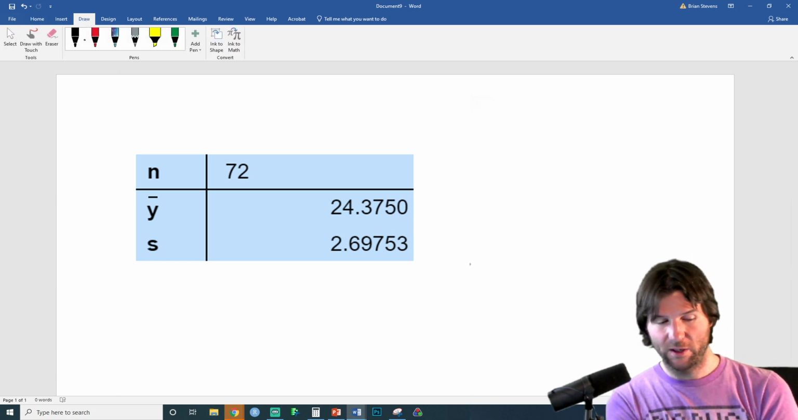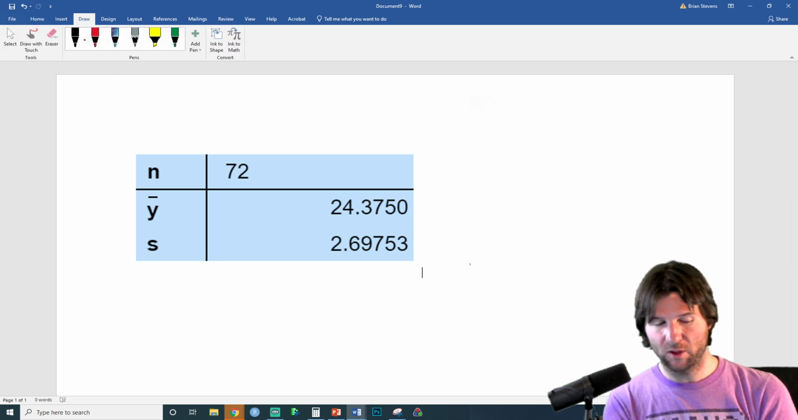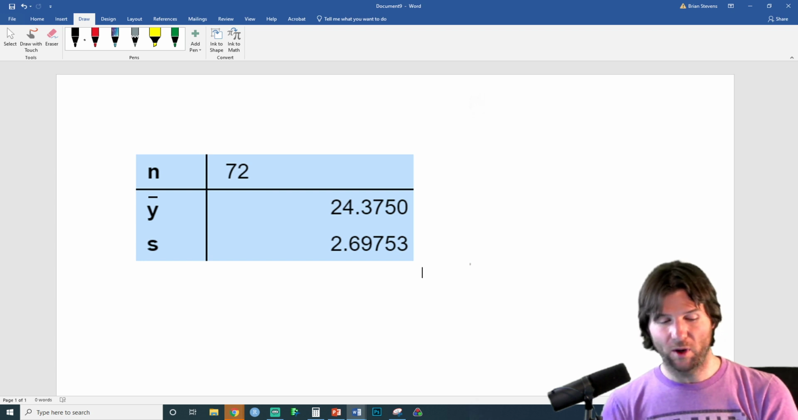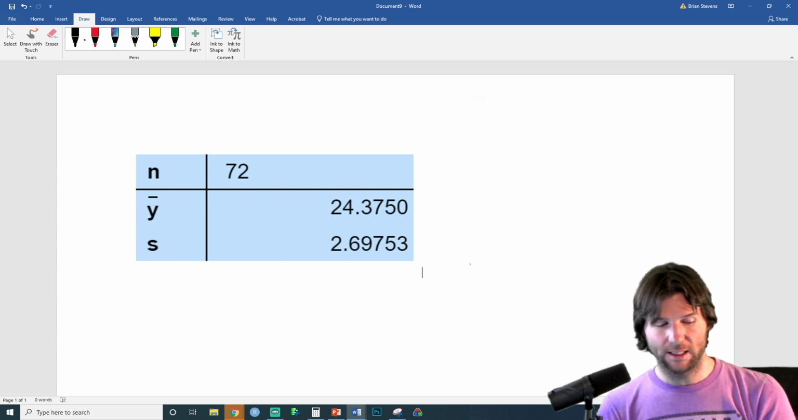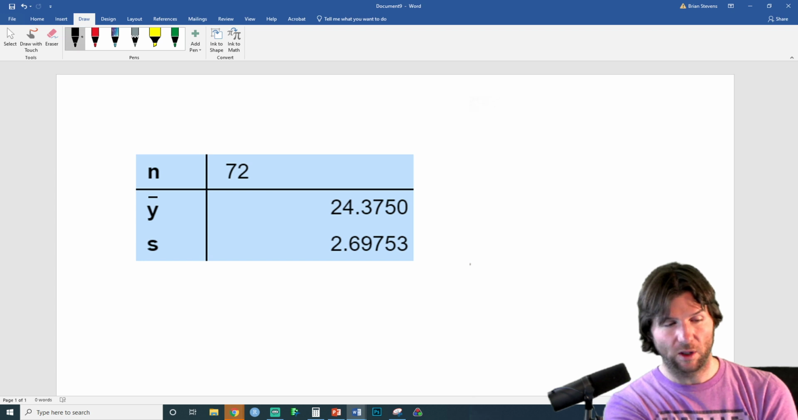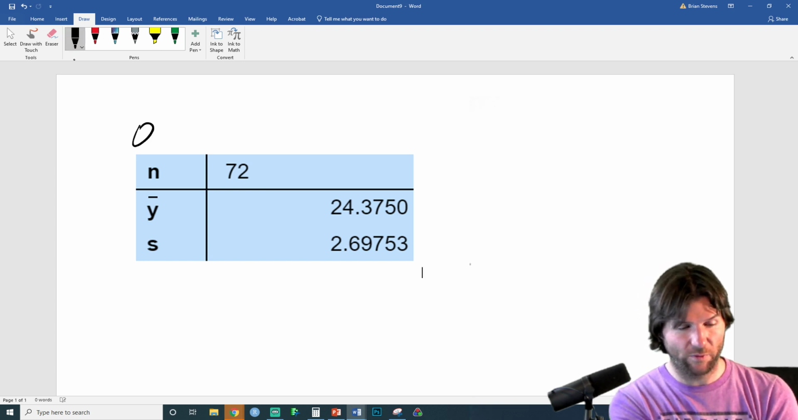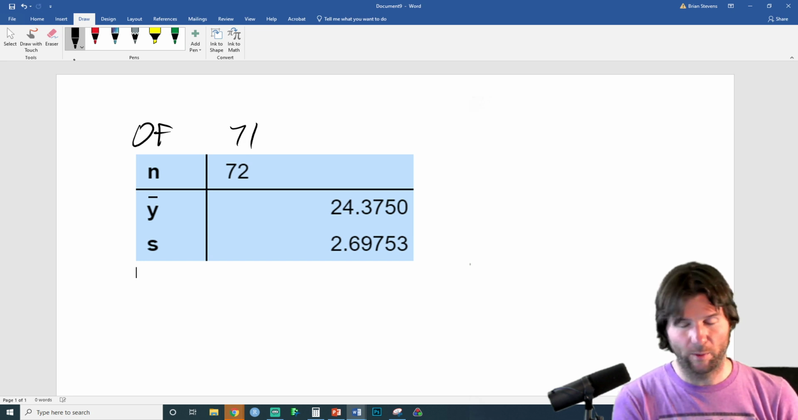So what do we have right here? We have n, we have y bar. So n is sample size. Y bar is sample mean. And s is standard deviation. So the last thing we need to put into here is degrees of freedom. Degrees of freedom is equal to n minus 1. So we take n minus 1, and we get degrees of freedom are 71.